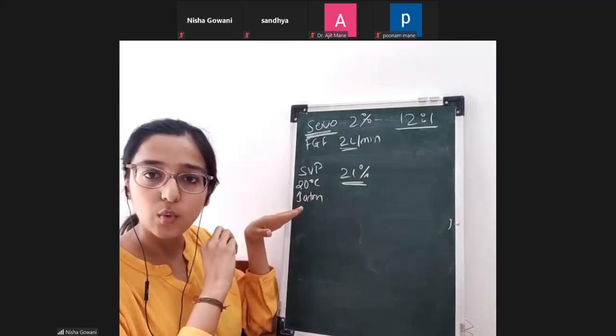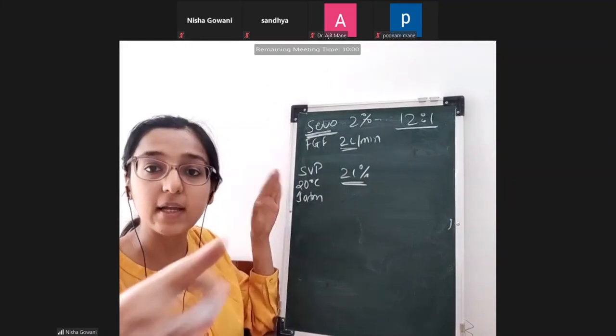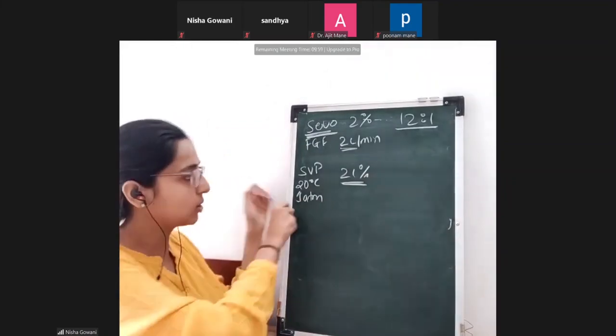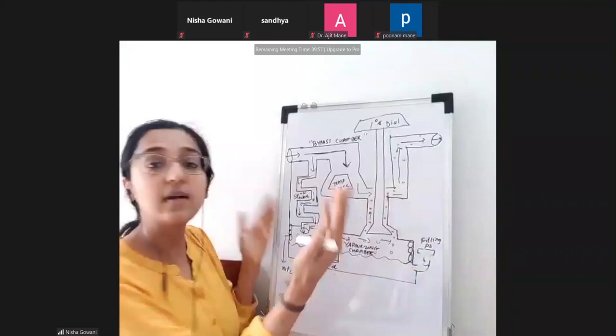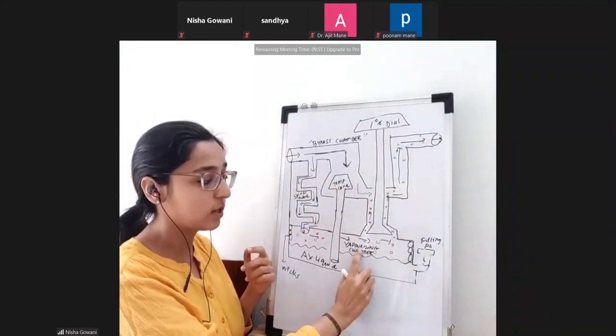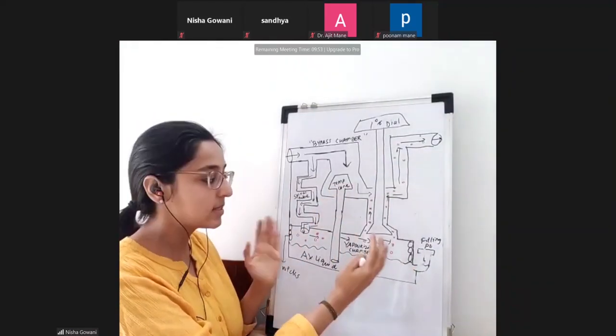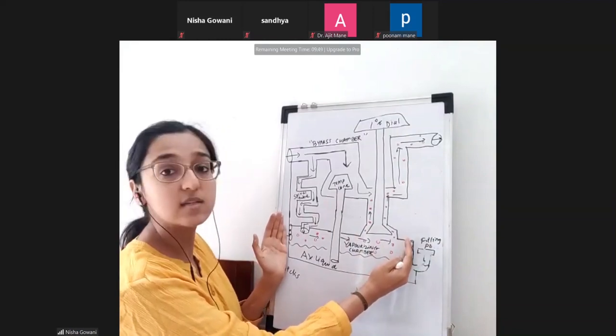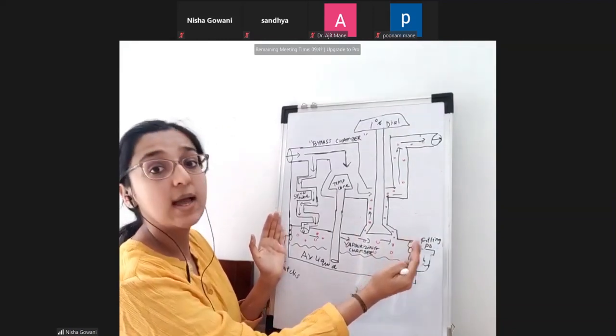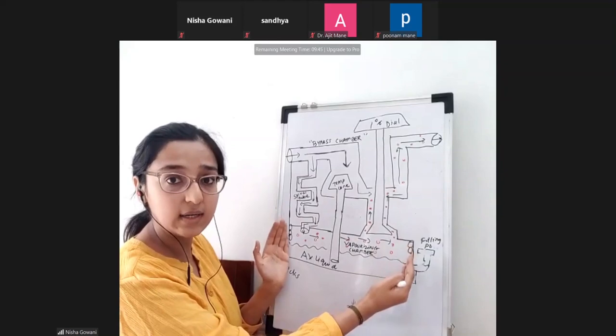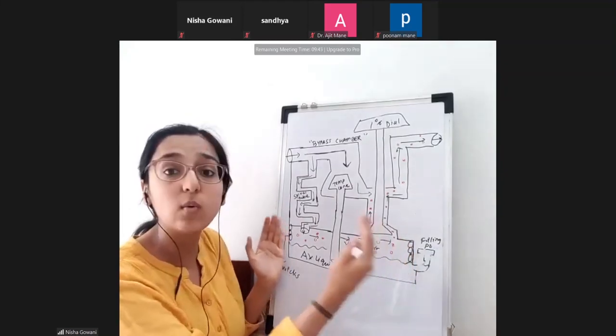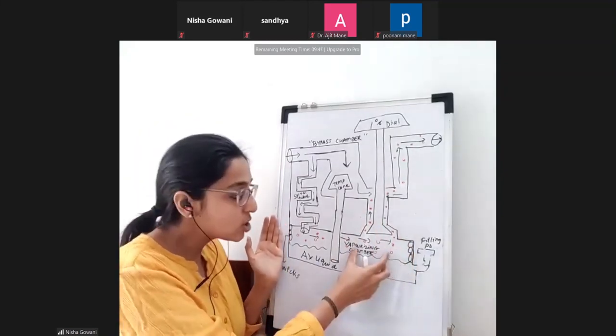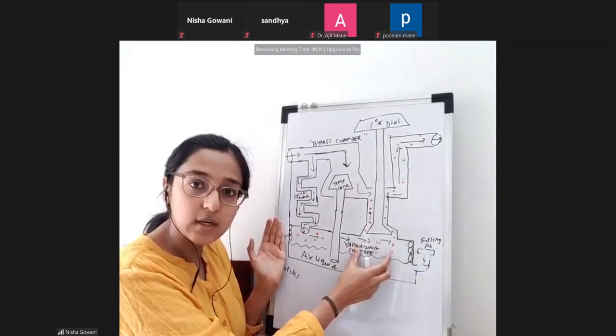Okay. Where is this 21% getting produced? Where is this saturated vapor pressure being produced? In the vaporizing chamber. So it's produced here in this vaporizing chamber. Saturated vapor pressure is generated in this vaporizing chamber. And for sevoflurane at 20 degrees Celsius, 1 atmosphere, it comes to 21%. There is 21% concentration of sevoflurane here.